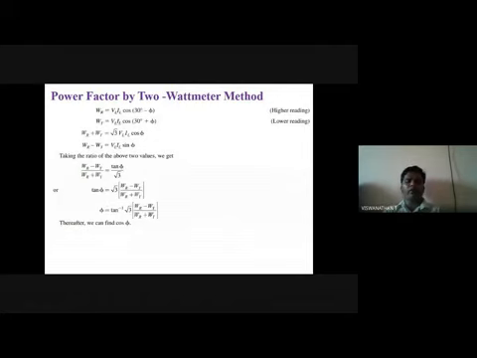First step: when we add these, we get root 3 VL IL cos phi. The cos phi term means real power, and the subtraction gives reactive power. From this we can calculate tan phi divided by root 3. So tan phi is equal to root 3 times the subtraction of the two wattmeters, which is the reactive power, in the numerator, over the summation of the 2 wattmeters in the denominator. From this we calculate the power factor.